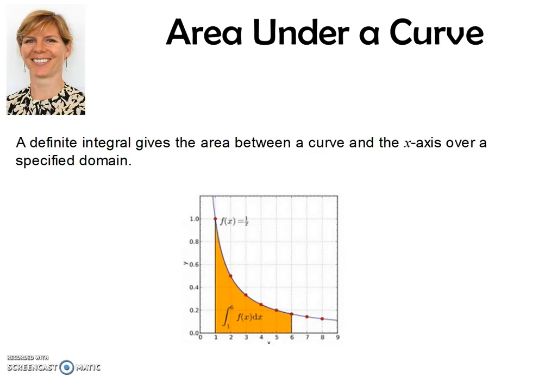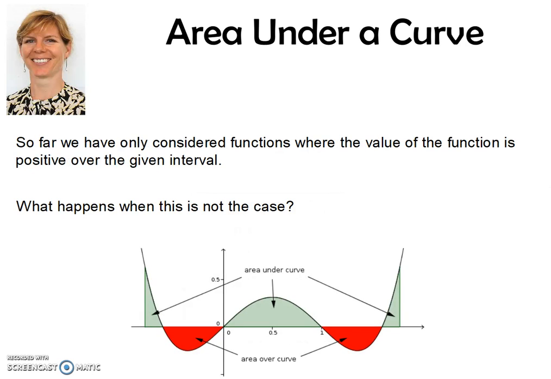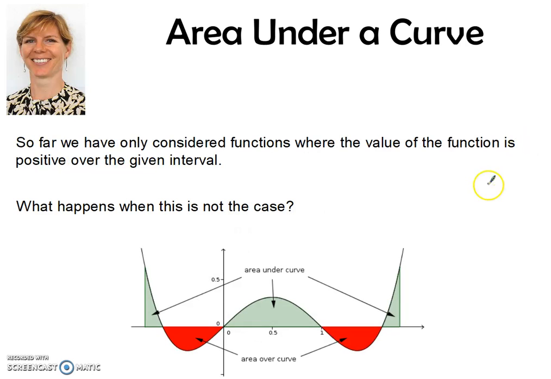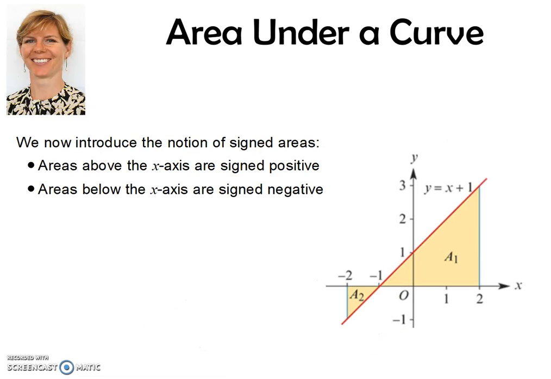If you calculate that, then you will end up with that area under the curve there. Now, so far we've only considered functions where the value of the function is positive. So if we just go back here, all these values are positive over that domain that we're interested in. So what happens when this is not the case? If we have something like this, we have area under a curve where this is positive, but now it's still between the curve and the axis, but it's actually over the curve. Under the curve, over the curve, under the curve. Do we treat those the same? Are they still an area, or is there something different? So let's go on and have a bit of an explore.